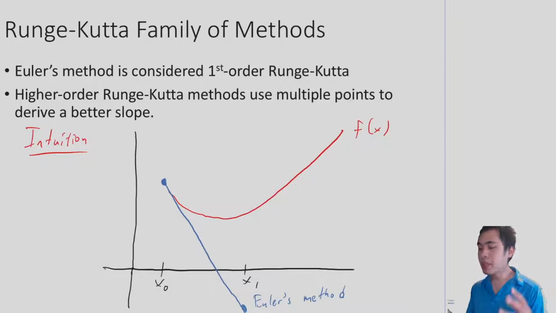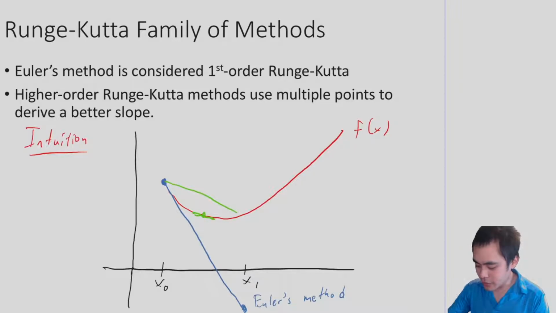Now, the intuition behind the Runge-Kutta family of methods is that if you happen to know the slope, if you just compute the slope at this midpoint, so let's say that's the slope, you take that slope and you draw out instead. That gives you a better approximation. Let me draw that better.